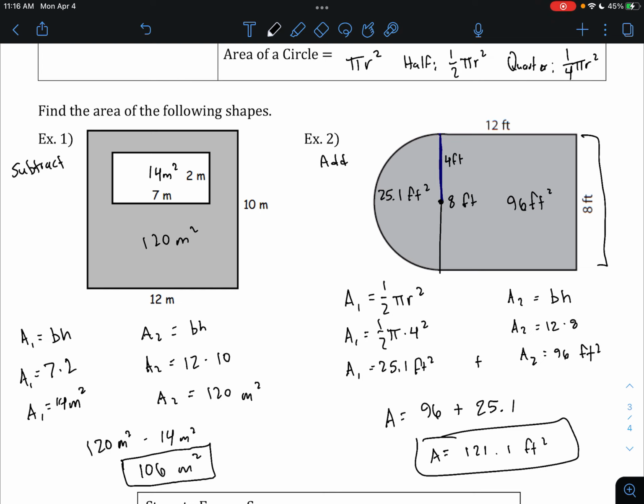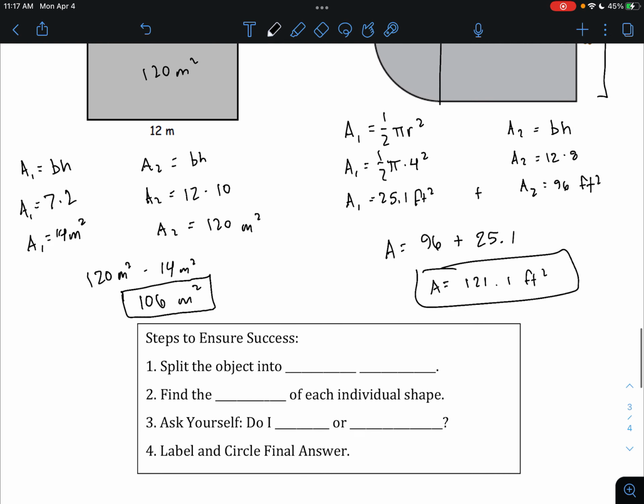So when we're combining shapes, the total should be bigger than either of the two smaller shapes. When we're subtracting shapes, when we're taking one shape from the other, the total should be less than the largest shape. Now here are some steps that are going to keep things straight in your mind.